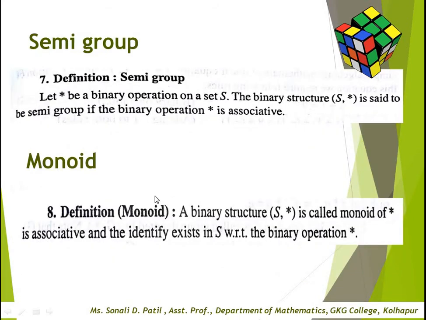Okay. So next point is semigroup. Let star be a binary operation on a set S. The binary structure (S, star) is said to be a semigroup if the binary operation star is associative. It means that a semigroup satisfies the associative property. Next point is monoid. A binary structure (S, star) is called a monoid if star is associative and the identity exists in S with respect to the binary operation star.